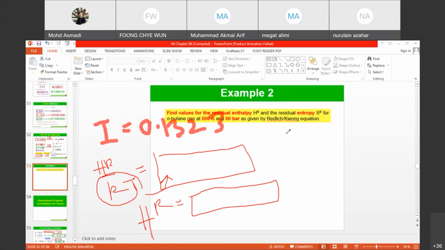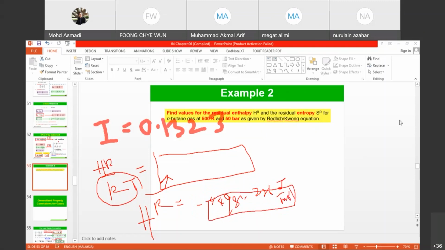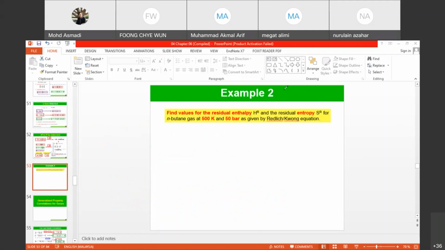Fong Chai Woon. Okay. HR, right? And that one is HR, already times with the R and T temperature. Negative 4498.226 joule per mole. Joule per mole. Okay, thank you. And SR, I think you can calculate. Just substitute all the value. Okay.